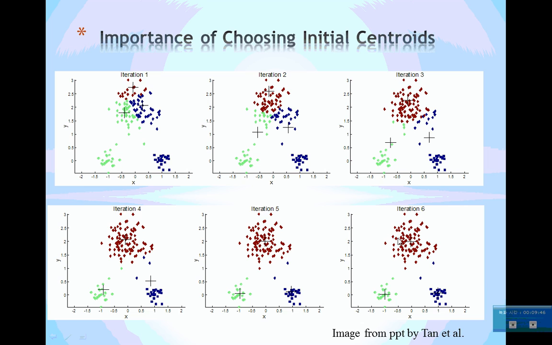Also, choosing the initial point is very important. Here is a difference: when we start from a different point, we get a different output. Here we're taking 3 means clustering, but finally the output is different because we chose a different start point. So it's very important to choose the initial point.